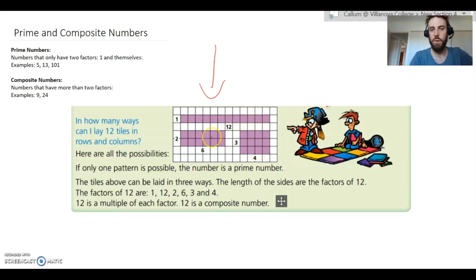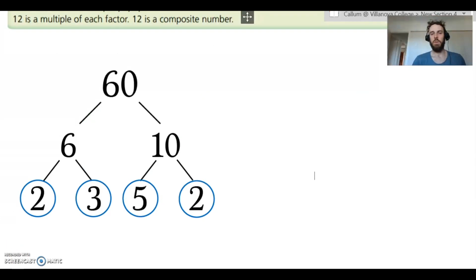Now because there's a few different ways that you can do that, we would know that 12 is a composite number. If you've got tiles and you've got a number and there's only one way to put them, there's no even way to split them up into rows and columns, then you know you're working with a prime number. So even if you get a massive number, you can do a simple check using your grid book for something like that.